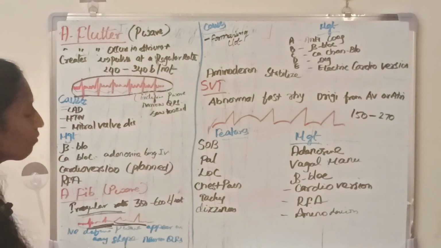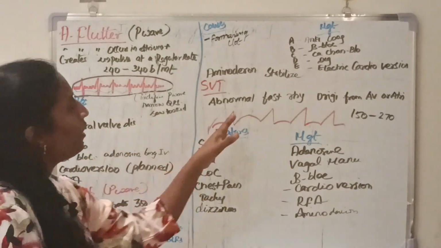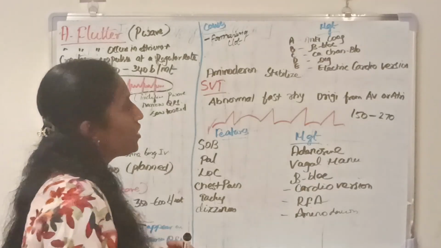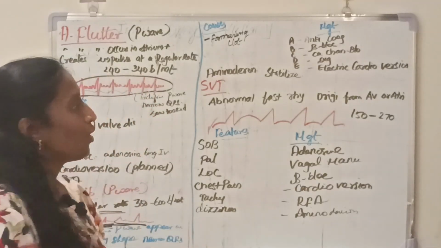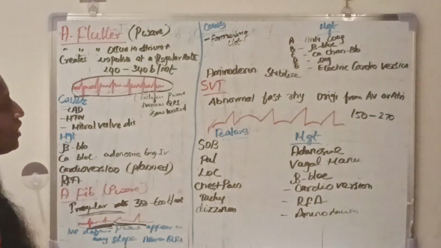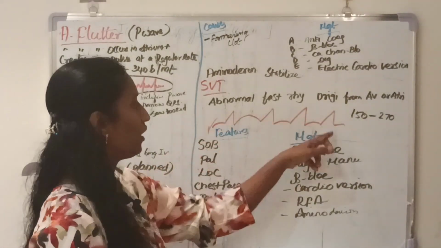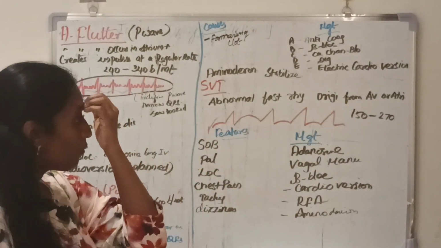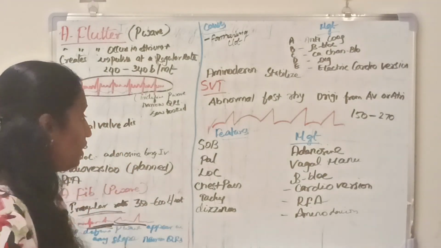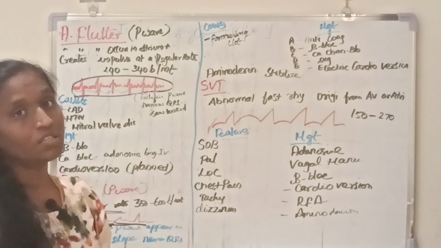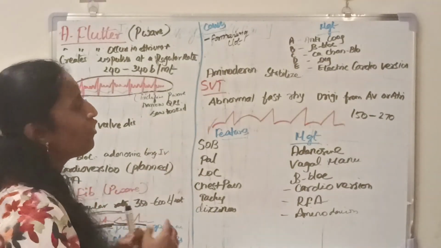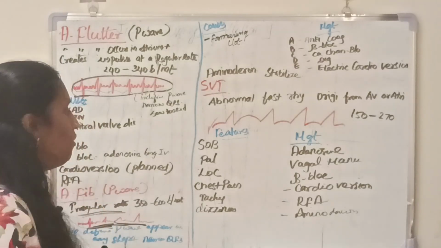Here it is an abnormal faster rhythm which originates from the atrioventricle or in the atrium. So it will be like this, understand? So here it is an abnormal faster wave. We cannot identify the P wave here. The QRS complex we can identify, but it is a very fast rhythm.